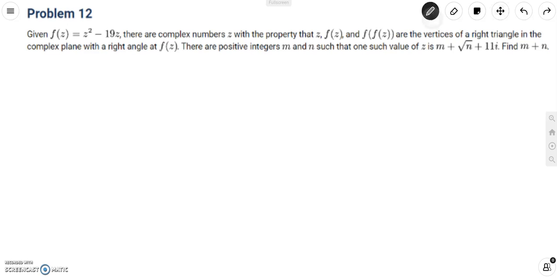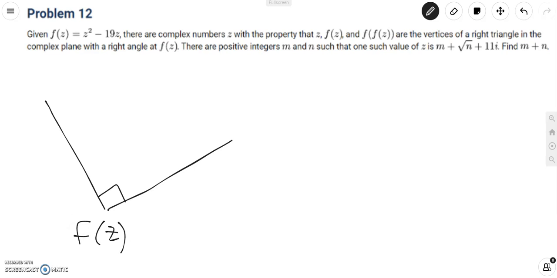So in essence, we are dealing with a complex number problem involving rotations. Let's draw a quick diagram. We have f(z) at the right angle vertex, f(f(z)) at one potential vertex, and z at another vertex. Note that this could be flipped, but it's actually irrelevant for the problem.